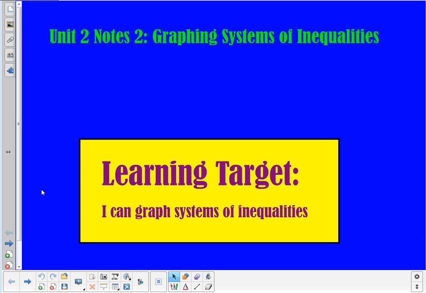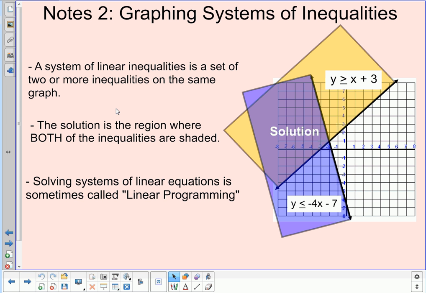Now, first we should probably talk about what a system of inequalities is. We spent a lot of time yesterday on graphing systems of equations, putting more than one equation on the same coordinate plane and looking for where those equations intersect. Systems of inequalities are very similar. We're taking two or more inequalities on the same graph.